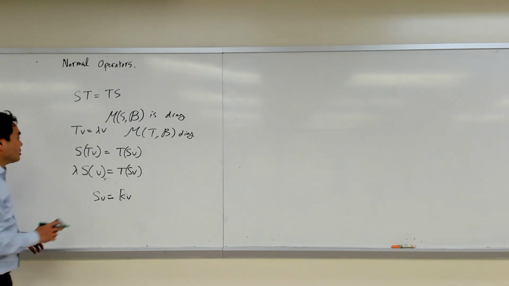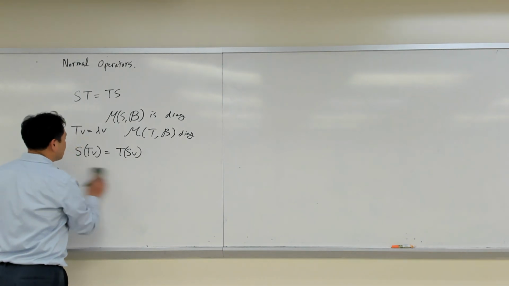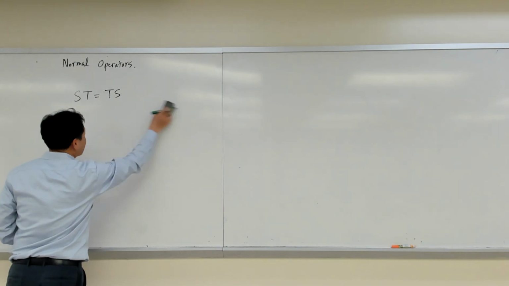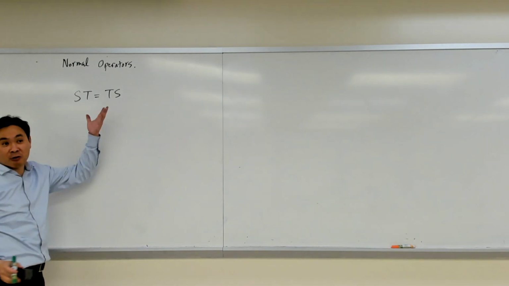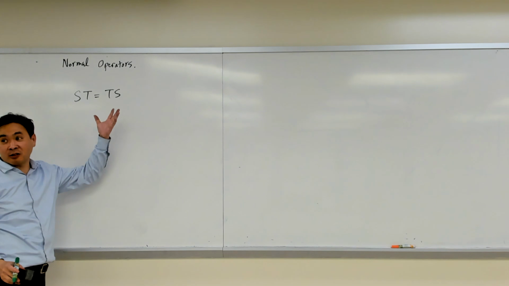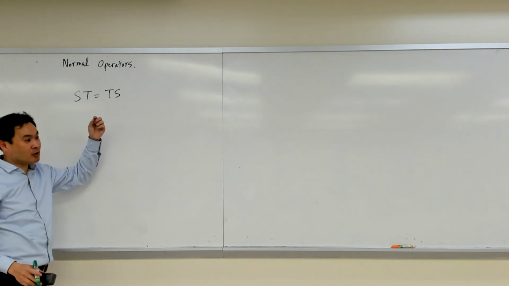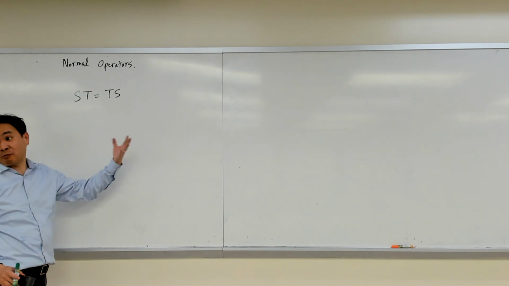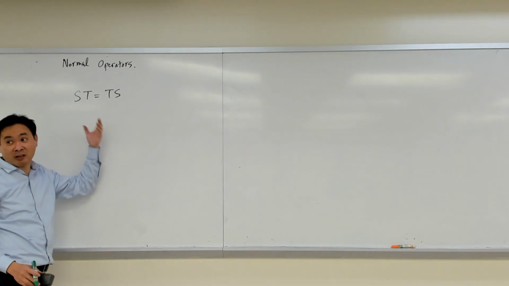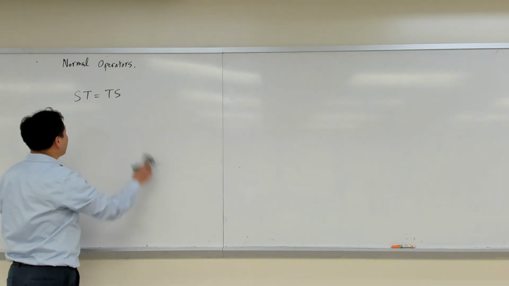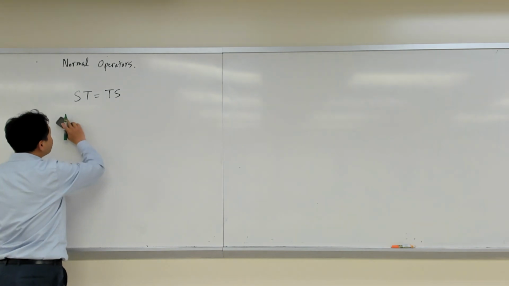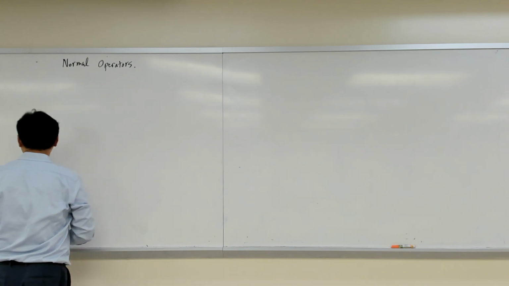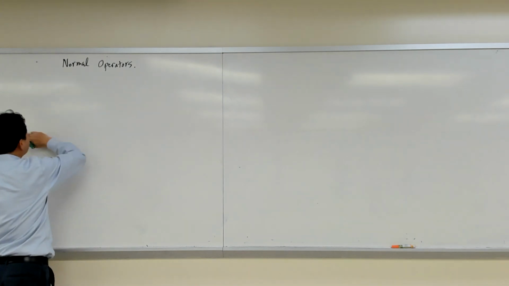Okay, so that's something that we know about operators in general. In general, operators don't commute. If they do commute, then they're diagonalizable under the same basis. There's a basis where you can diagonalize both of them at the same time. But then here's an interesting property that you might wonder.